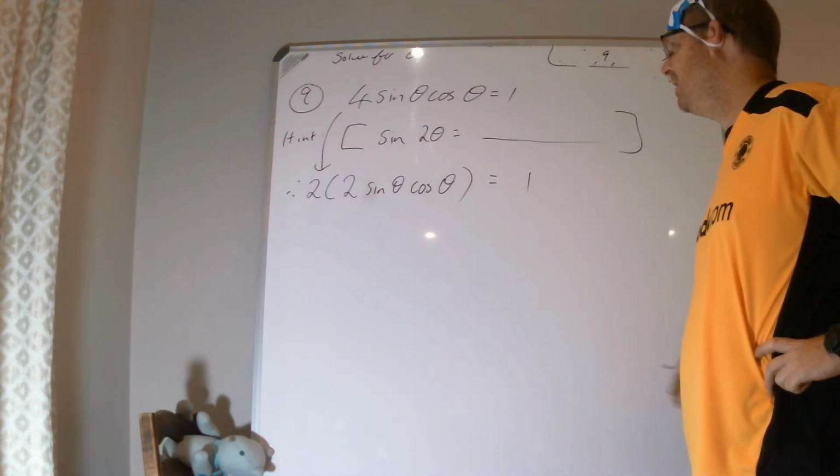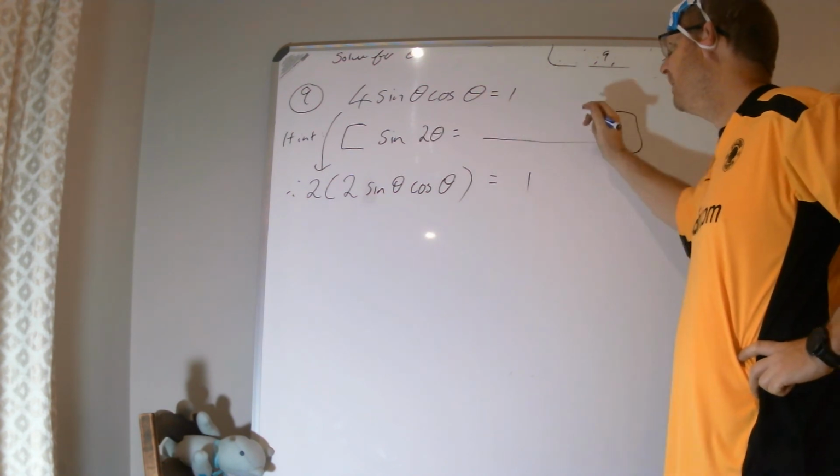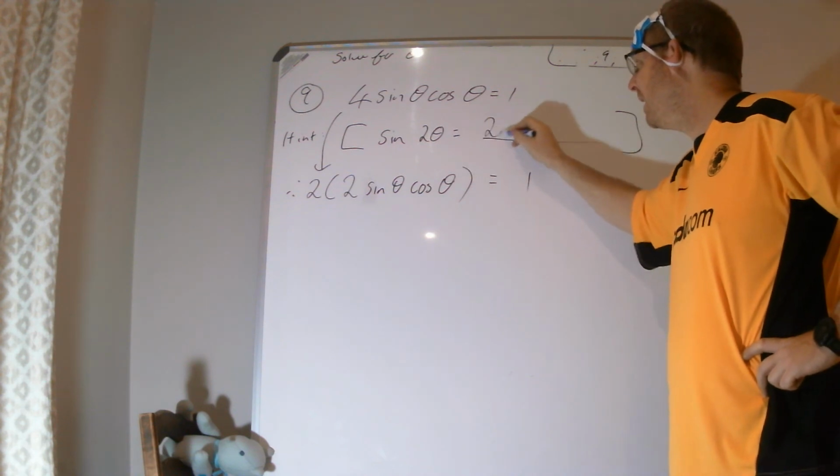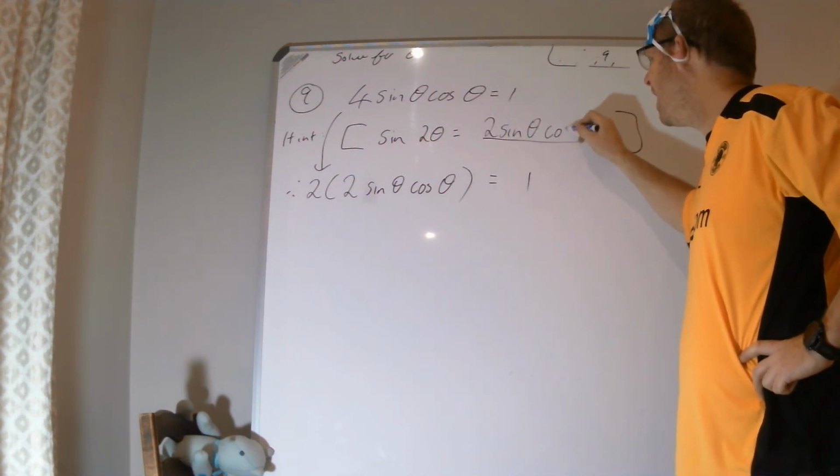Right, so let's have Bianca and Tatiana do this one. And the question is, solve for theta: 4 sine theta cos theta is equal to 1. Well, your hint is this. Sine 2 theta is equal to what, Bianca? Yes, 2 sine theta cos theta.